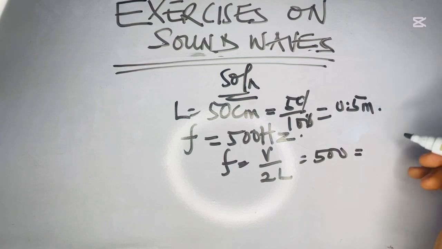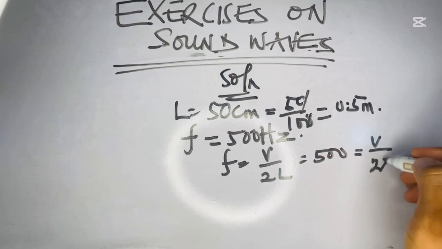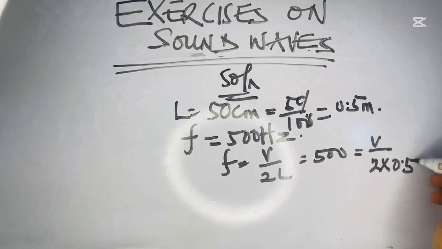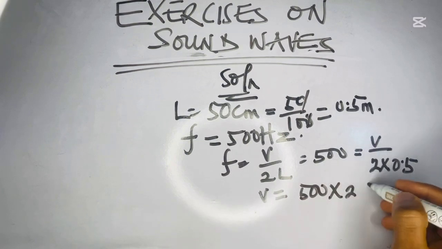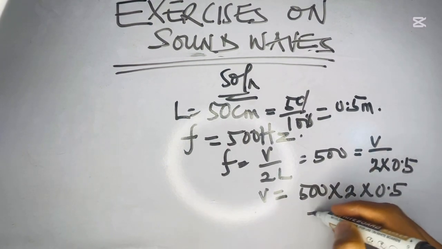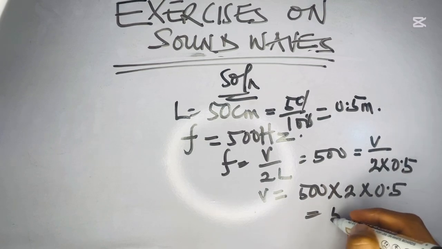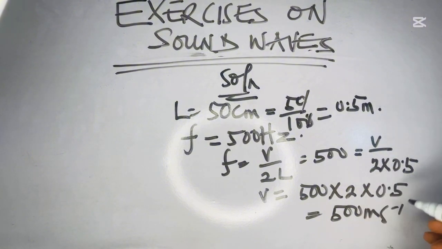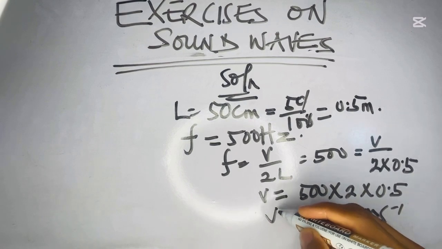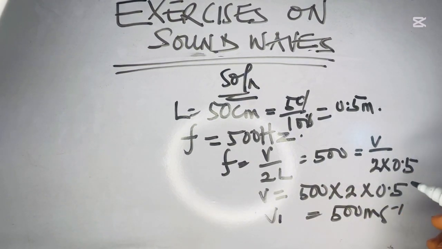The frequency here is 500, equal to V over 2 times 0.5, and V is unknown. Making V the subject of the formula, V will be equal to 500 times 2 times 0.5, and that will give us 500 meters per second, because 2 times 0.5 is 1, and 500 times 1 is 500 meters per second. So V1 is equal to 500 meters per second. The question says we should calculate the speed of the waves, so this is the first parameter we should look for, V1.